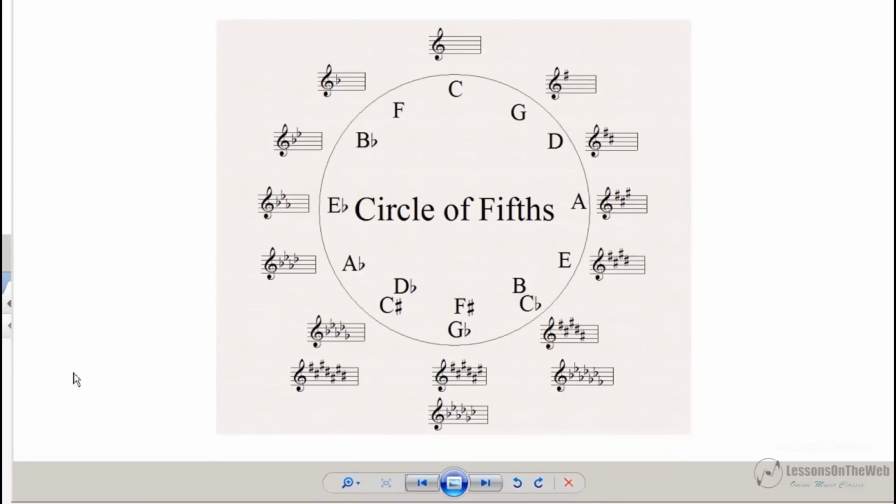Now if you remember, many months ago I went over the circle of fifths. We spent about 3 theory lessons going over it. Hopefully you've had enough time to look over it. I know it's a lot to take in and a lot to commit to memory if you want to. You don't absolutely have to commit it to memory.